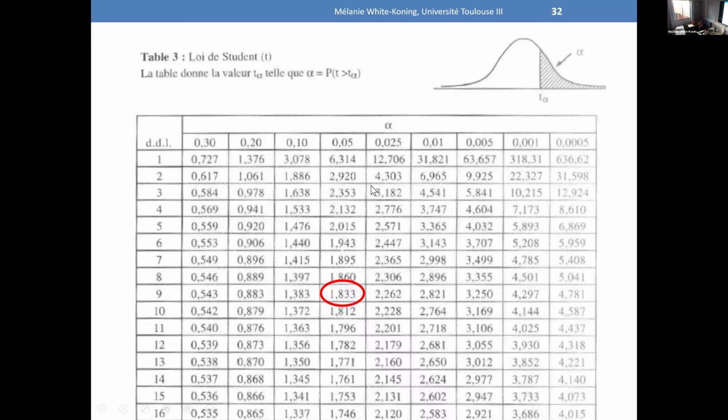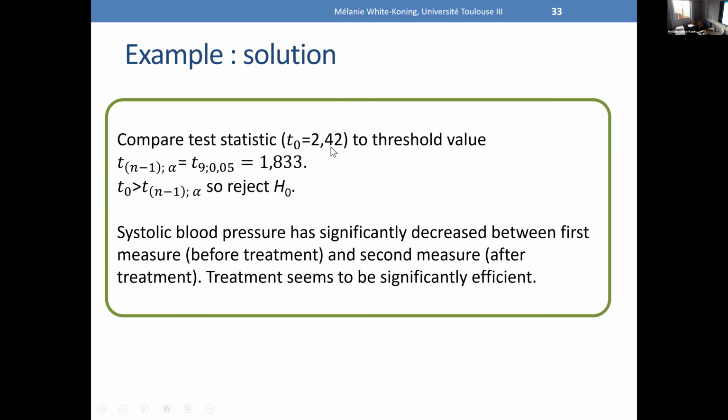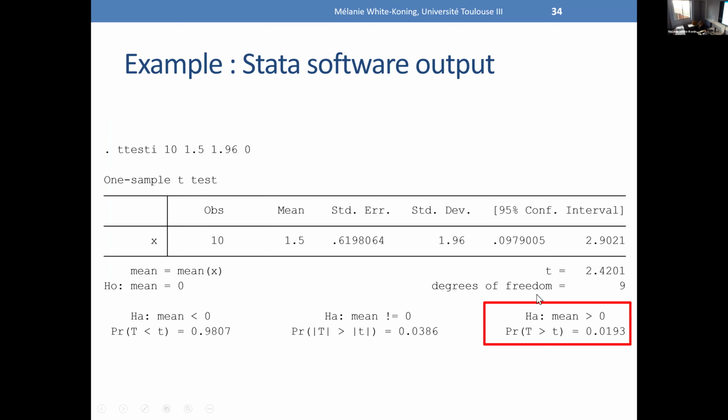And here we found 2.42. So 2.42 is greater than 1.83, so we reject the null hypothesis. So the systolic blood pressure has significantly decreased between the first and the second measure. So the treatment seems to be significantly efficient. And if we look at the p-value, the p-value for the mean of differences greater than 0 is 0.02. So is this p-value less than or greater than alpha?